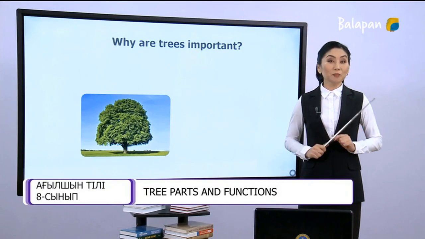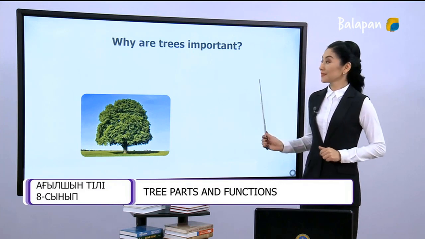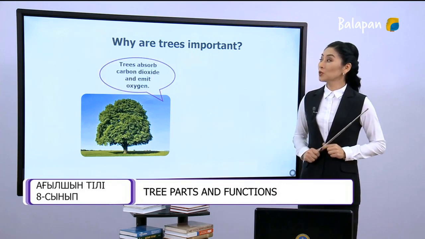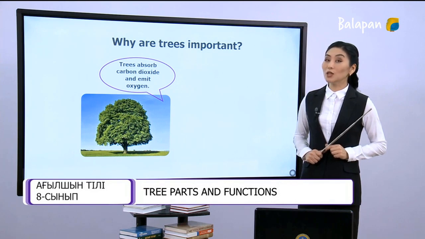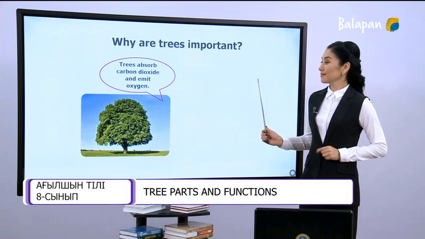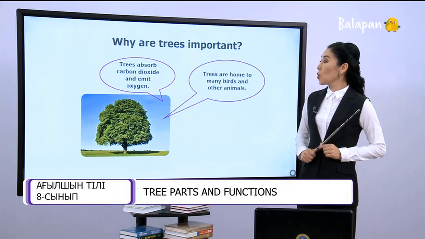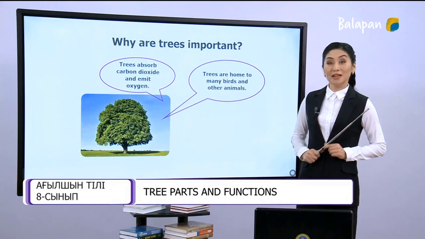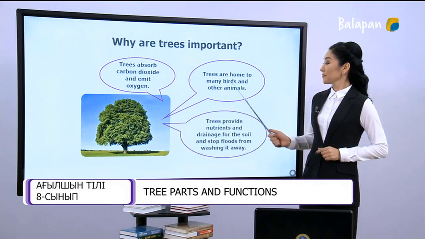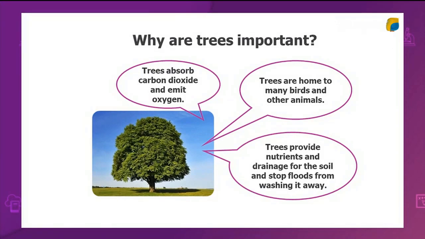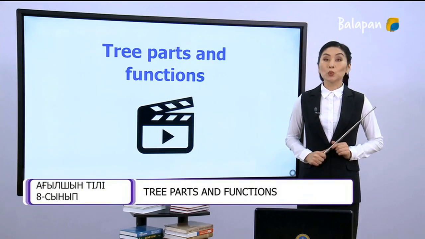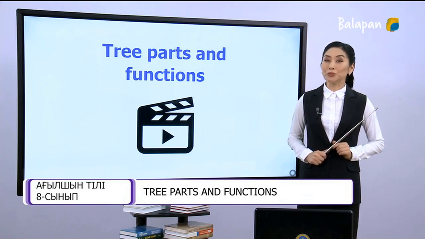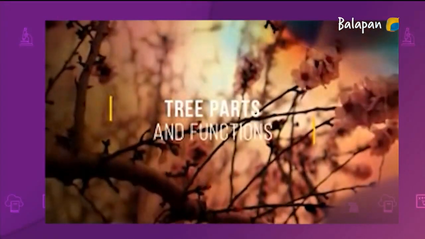Why are trees important? Trees absorb carbon dioxide and emit oxygen. Trees are home to many birds and other animals. Trees provide nutrients and drainage for the soil and stop floods from washing it away. Now students, you will watch a video related to our new topic. Tree parts and functions.